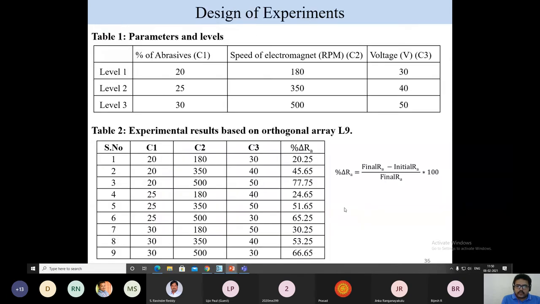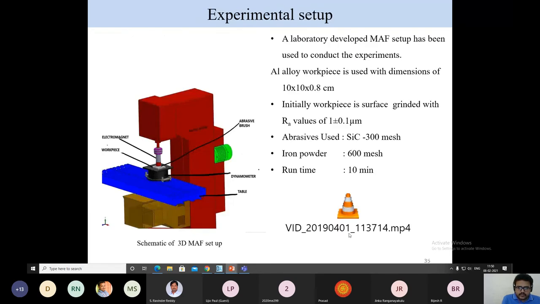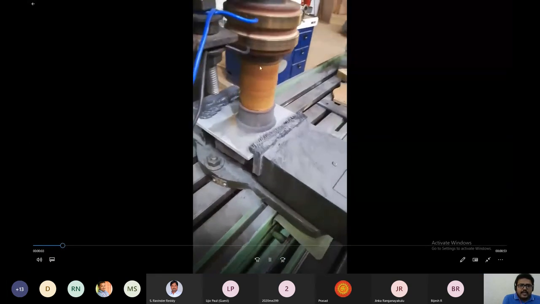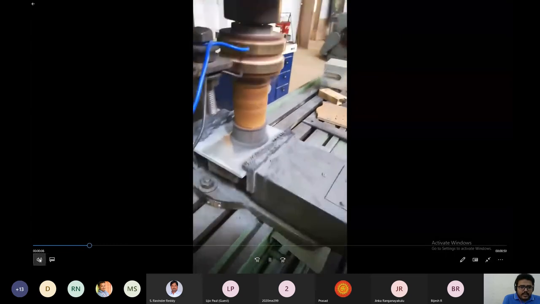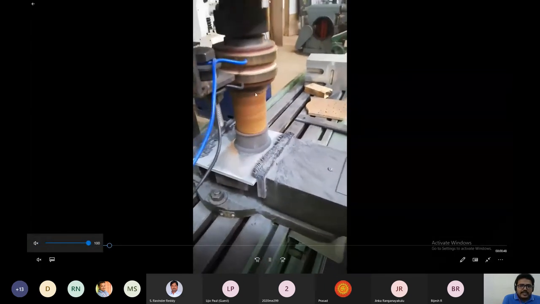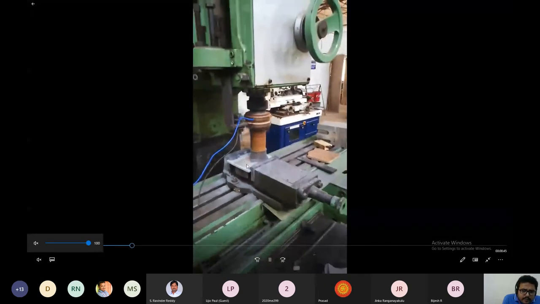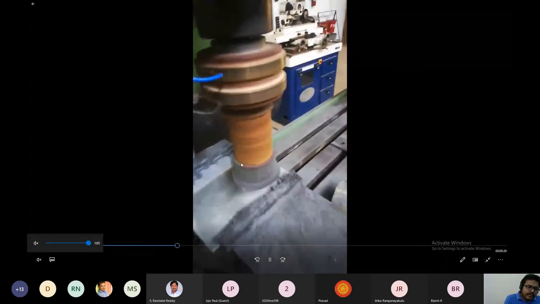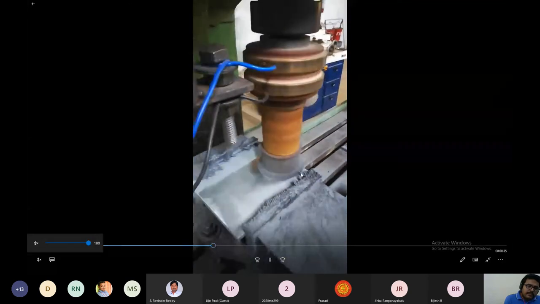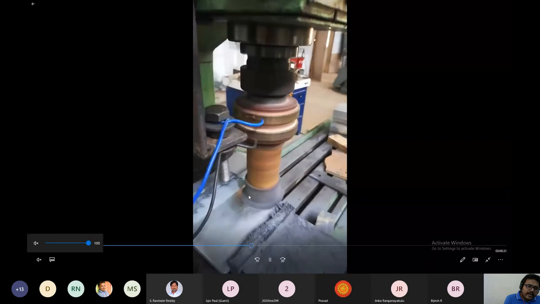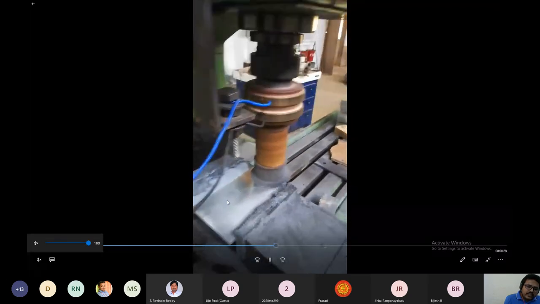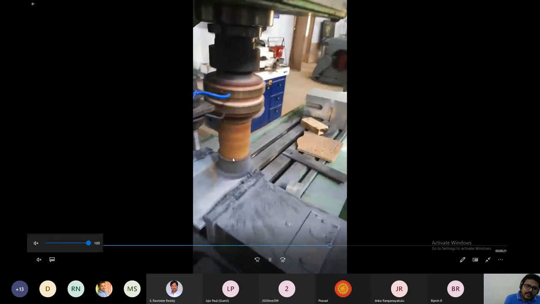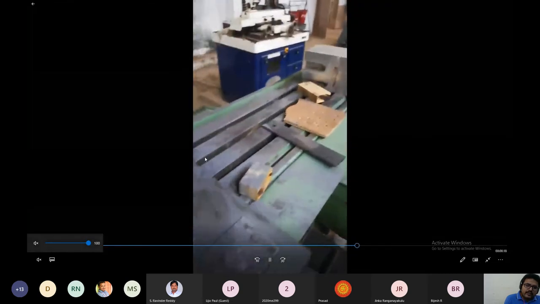By using the video, you can understand. The process is very simple. This is a simple milling machine, and the electromagnet is attached to it. Here you can see there is a slight gap maintained between the workpiece and this electromagnet. We applied a magnetic field here, and you can see the formation of the brush. This is a mixture of abrasive particles along with magnetic particles, and this brush will finish the workpiece. There is a slight gap, so we can call it an unconventional process. The tool is not directly touching, and we are not doing any friction surfacing.